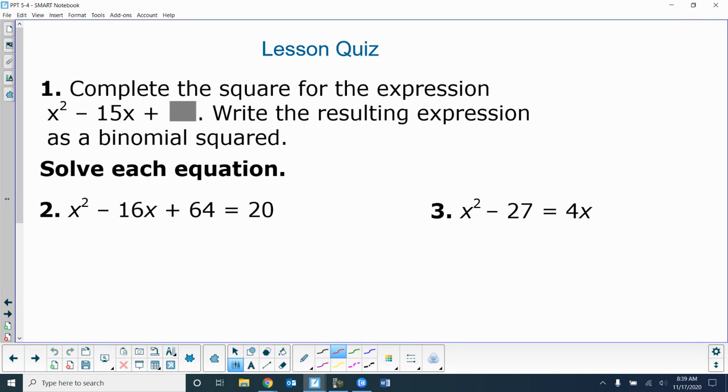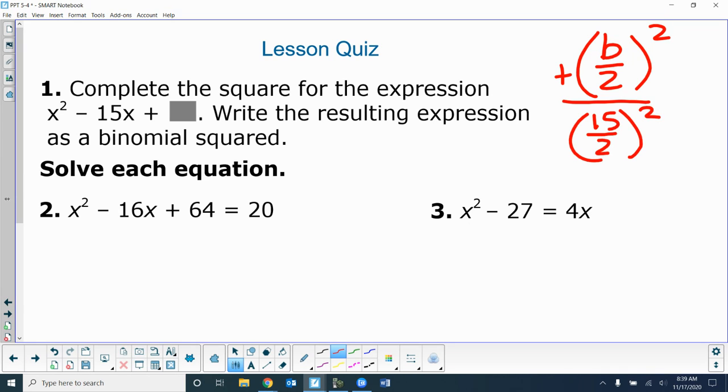Remember, what's the rule for the blank? B divided by 2, squared, right? So since B is odd, I told you to just write it as the odd number over 2 and then square it. So what's 15 times 15? 225. And what's 2 times 2? 4. So that's what should be in there.